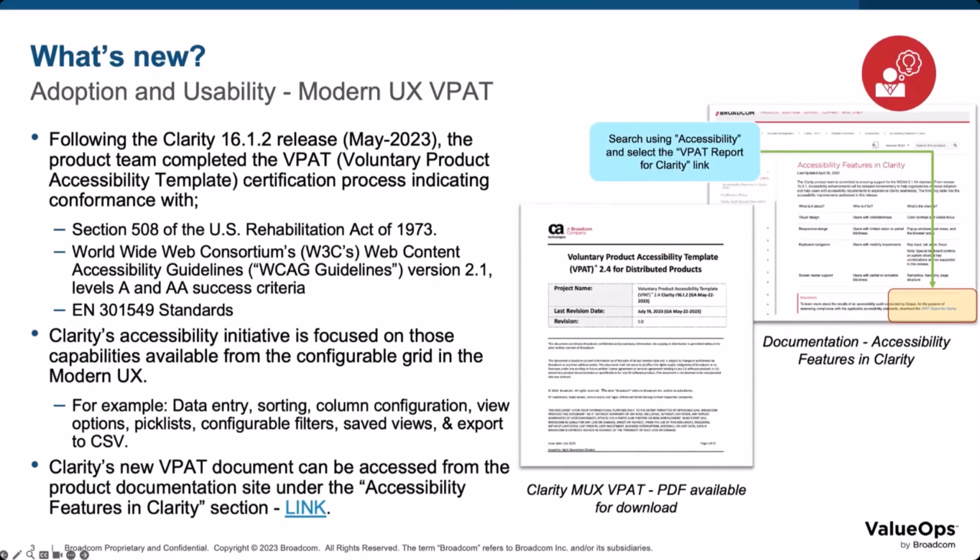As a reminder, Clarity's accessibility initiative is focused on the modern UX experience and those capabilities available from the configurable grid. Clarity's most current VPAT document can be accessed from the product documentation site under the Accessibility Features in Clarity section. You can see here on the right side of the screen the page that the end user would navigate to, and the link to select and pull up the document that was made available in July.